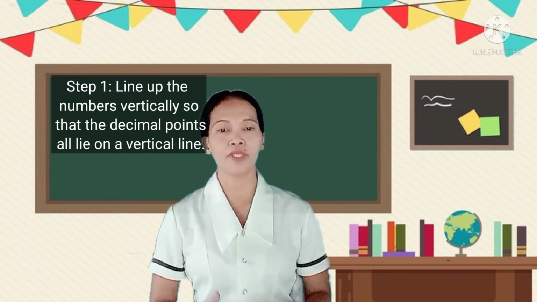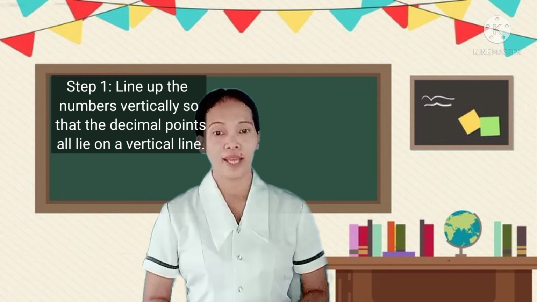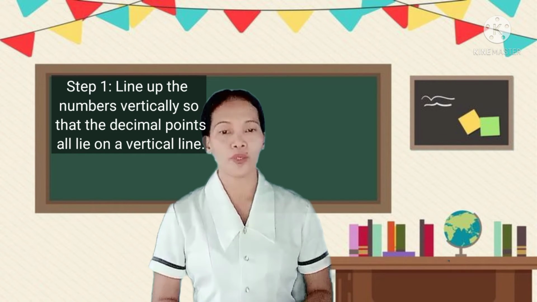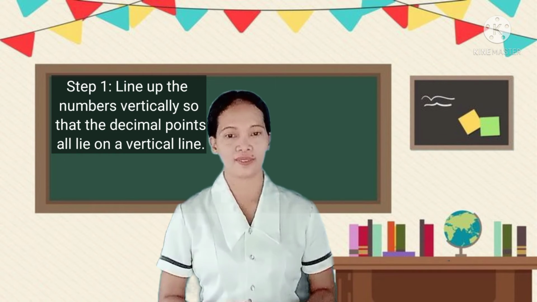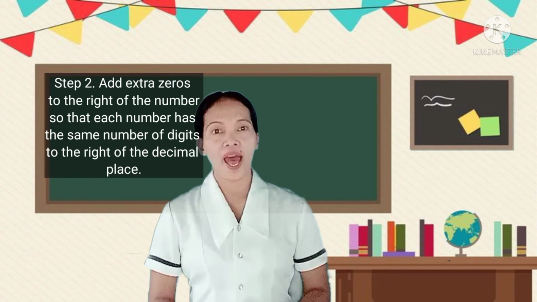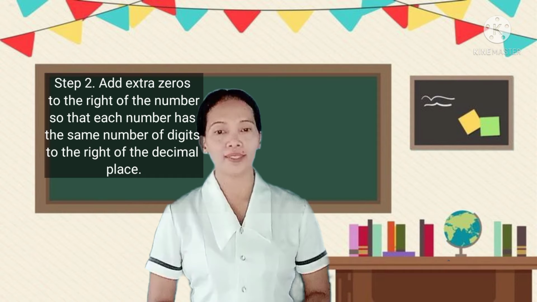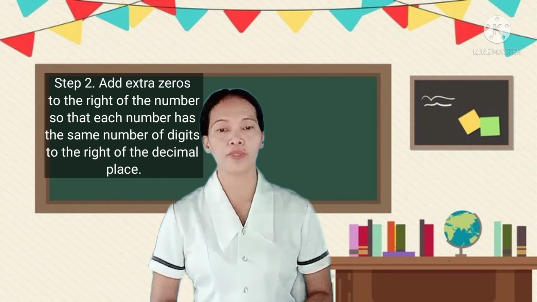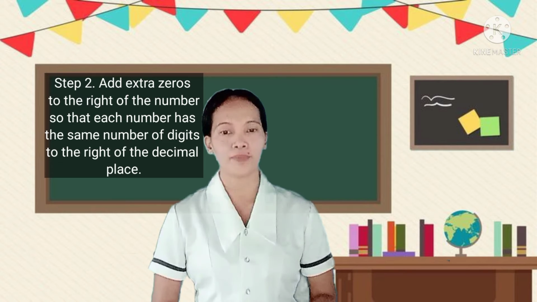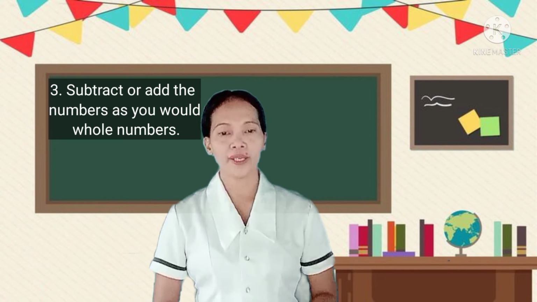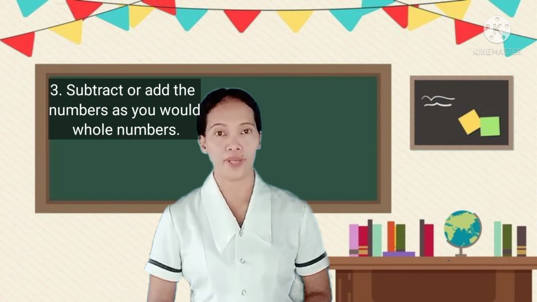Here are the steps in adding and subtracting decimals. Step 1. Line up the numbers vertically so that the decimal points all lie on a vertical line. Step 2. Add extra zeros to the right of the numbers so that each number has the same number of digits to the right of the decimal place. And lastly, subtract or add the numbers as you would whole numbers.